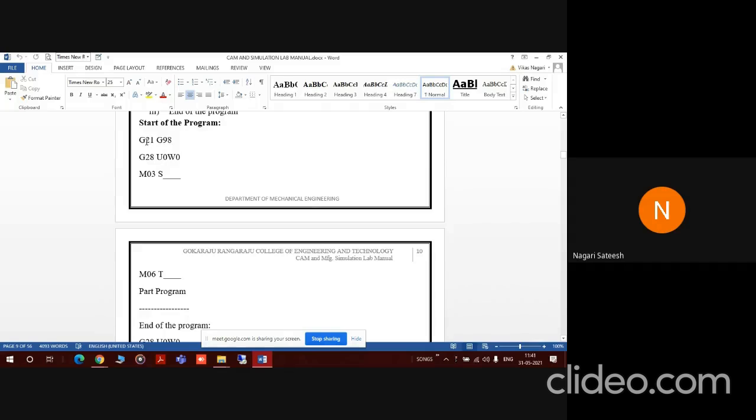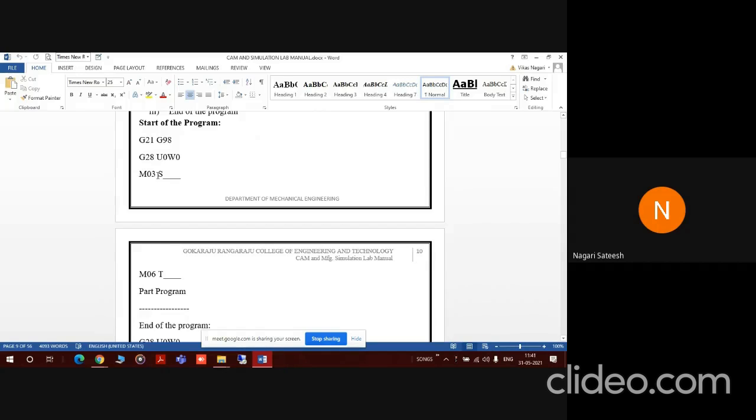So since here G21 is used, that is an mm mode, so feed is also mm per minute. And G28 U0 W0. G28 is home 0. The home 0 portion is U0 W0, because V0 is not there, since a lathe is a two-axis machine. U is with respect to X, W with respect to Z. So wherever the cutting tool is, we will go back to the home 0.